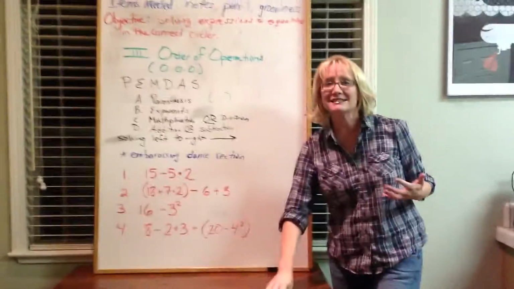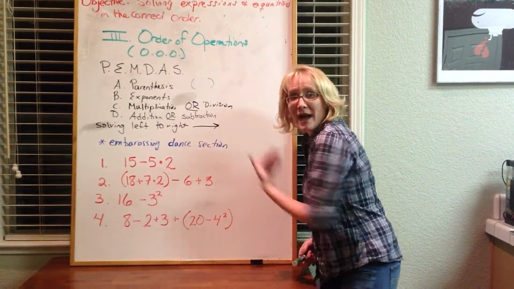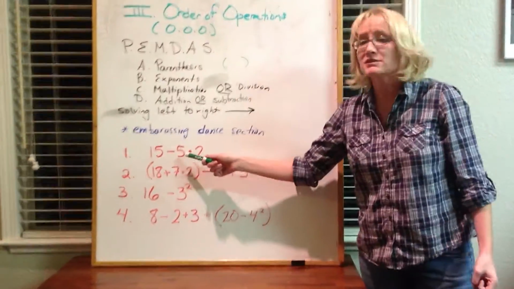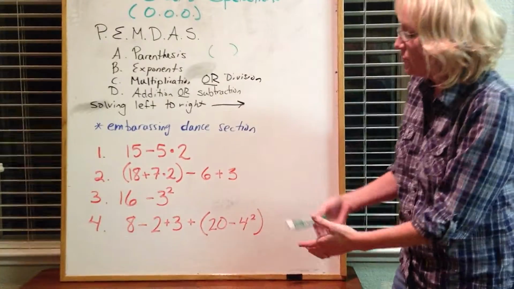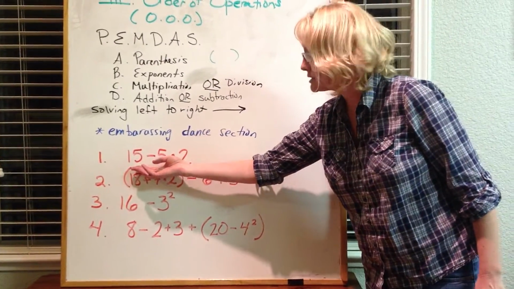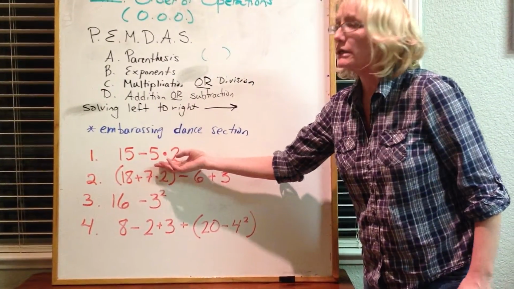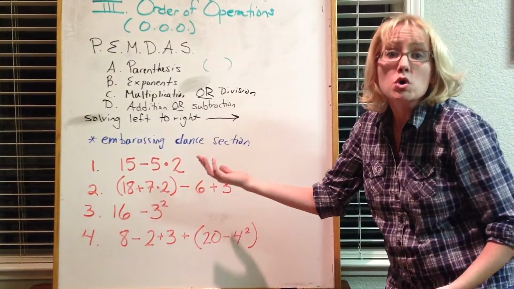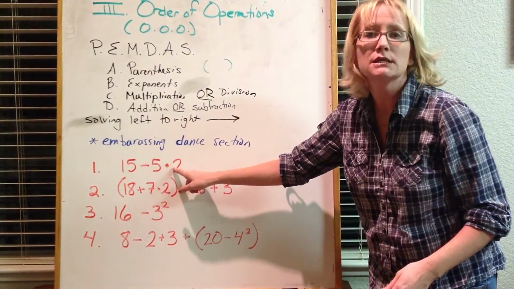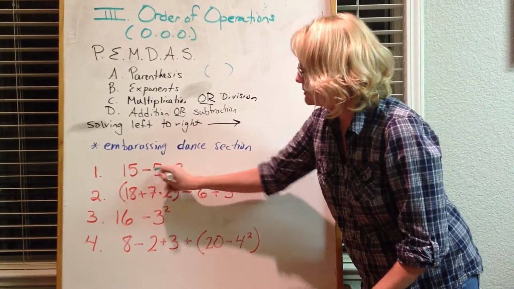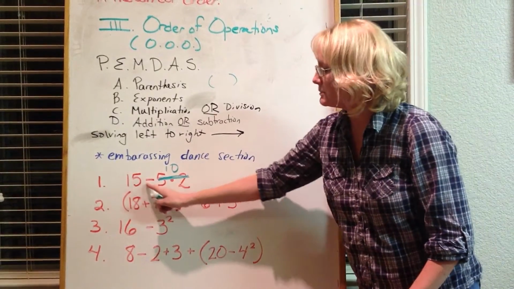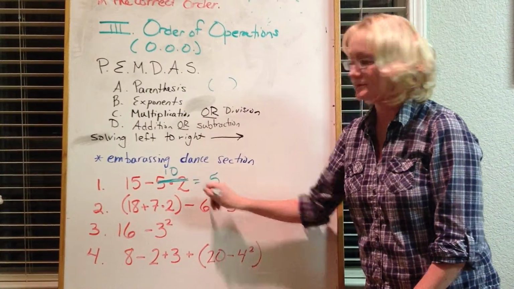With that awesome dance in mind, let's solve some of these math problems. So number 1, 15 minus 5 times 2. What should we do first? Should we do the subtraction first, or the multiplication? Well, first we do the parentheses, done. Multiply. 5 times 2 is 10. So this becomes a 10. Now we just answer the problem. 15 minus 10 is 5.